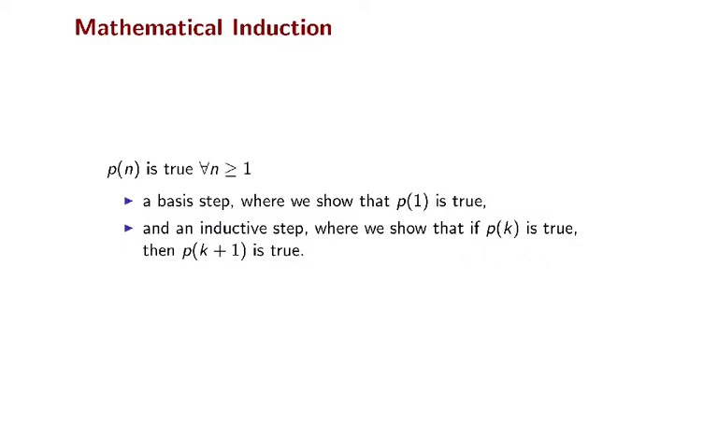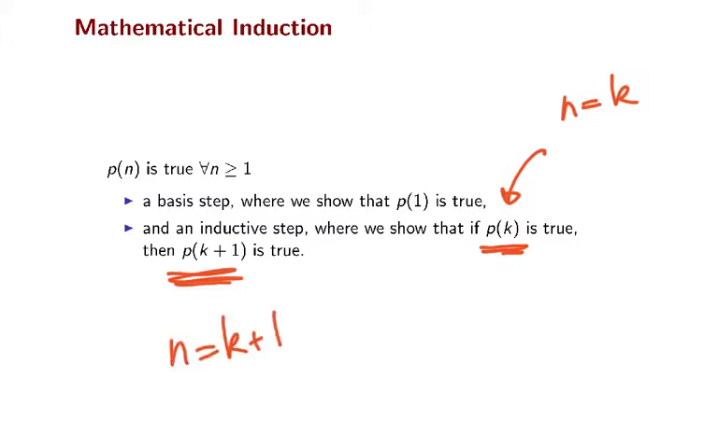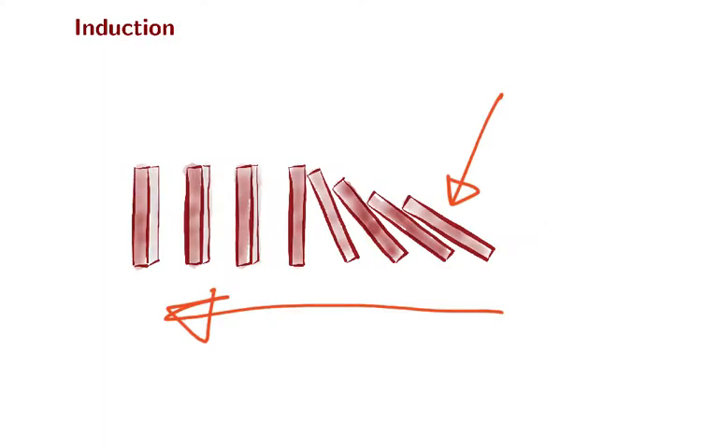The second step is what is called the inductive step. And here we show that if the proposition is true for n equal k, we have to prove that the proposition is true for n equal k plus 1. That will be equivalent to saying that if one falls, then the other one falls. So that will be n equal 1, n equal k, n equal k plus 1.